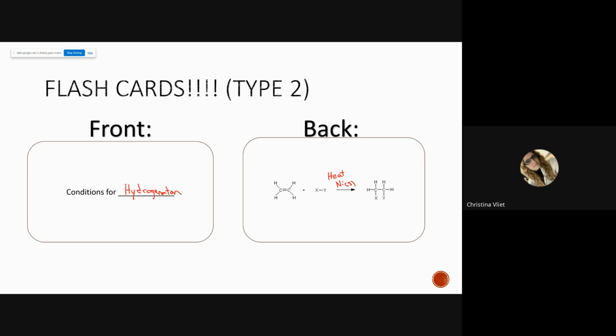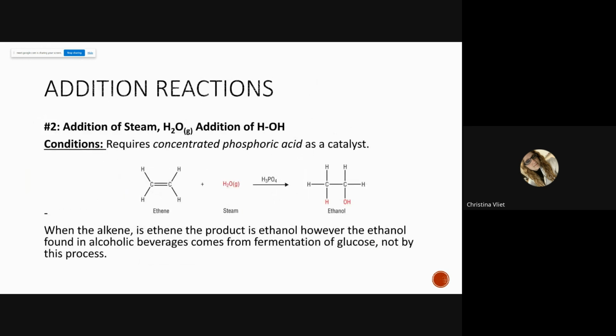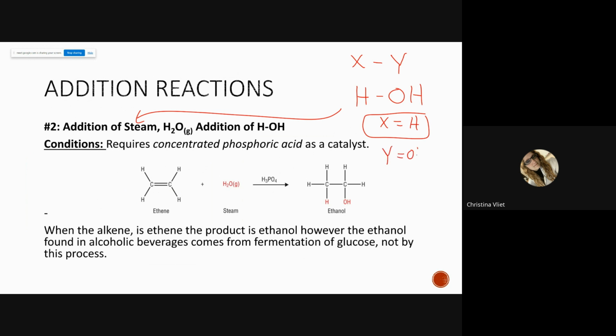Okay, we're moving to the next one. So that's hydrogenation. The next one: instead of adding H2, we could add steam. What do you mean we could add steam? Water, if you'll recall, breaks into two components, and this is what you have to recognize. It breaks into H and OH. So in the idea of what could be X, Y, what is your X and what is your Y? X is H. Correct. So X would be H, and Y would be OH.